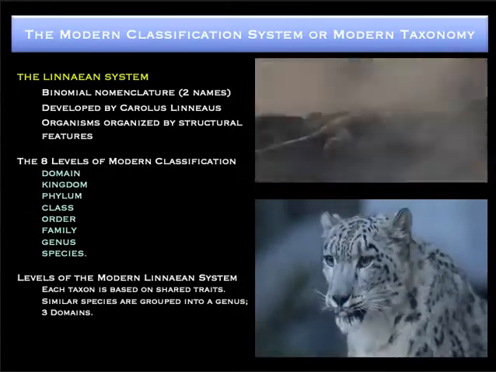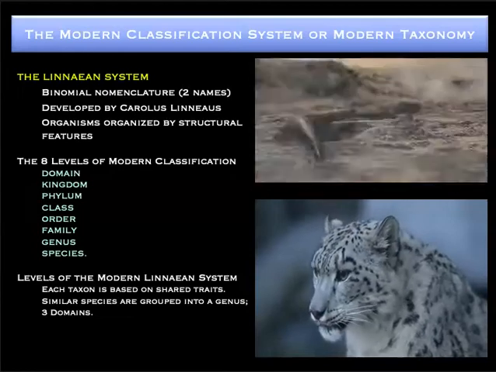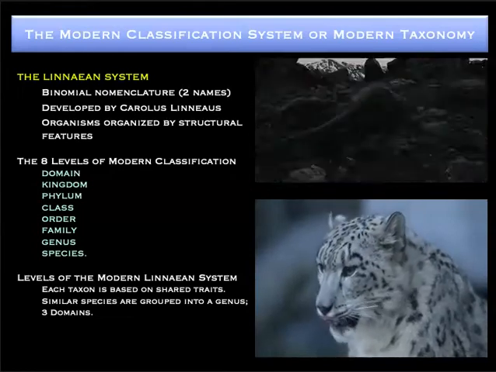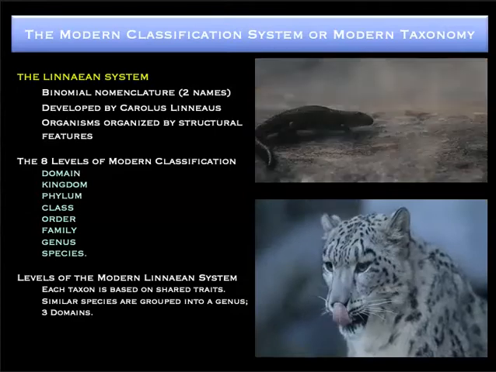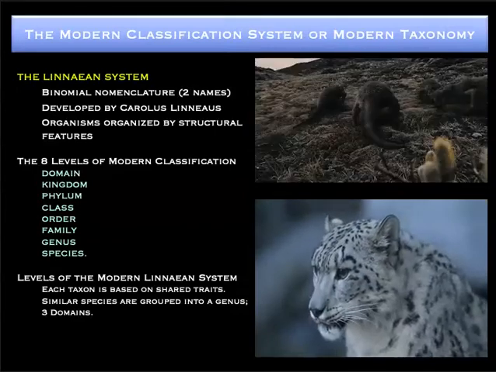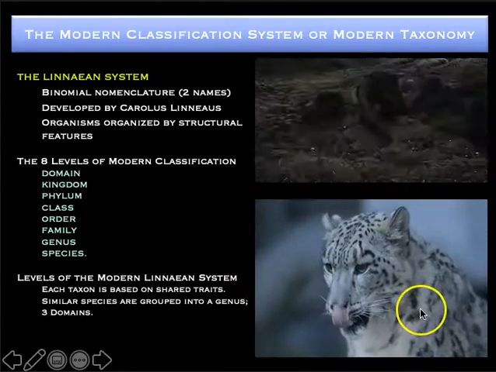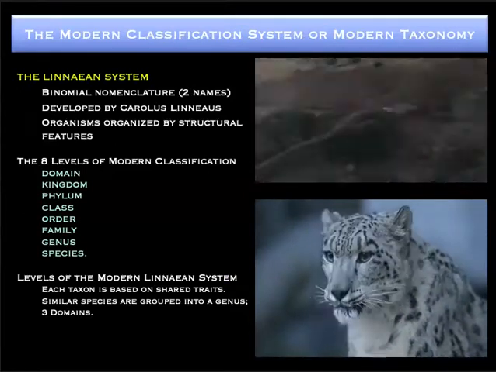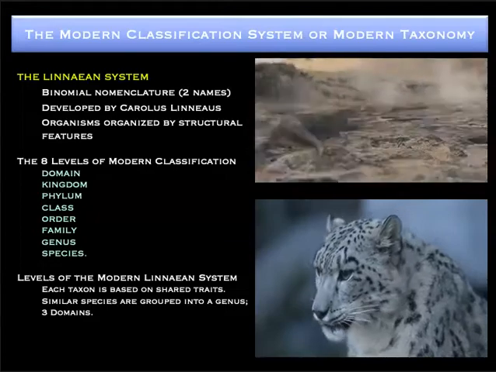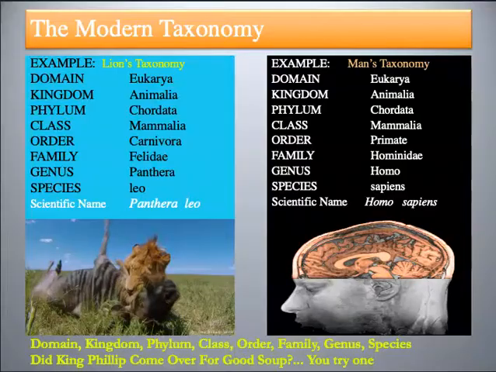Anyway, each of these taxonomies is based on shared traits. Similar species are grouped into a genus. So this is Panthera something, I forget his name, as opposed to Panthera leo, which is the lion. Here are some examples of the modern taxonomy.